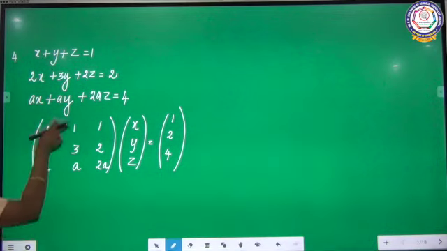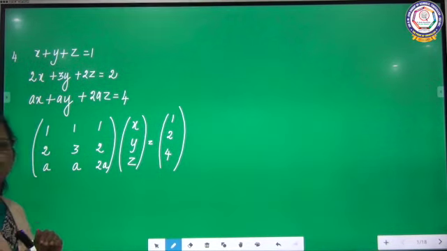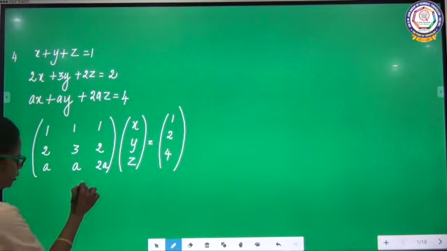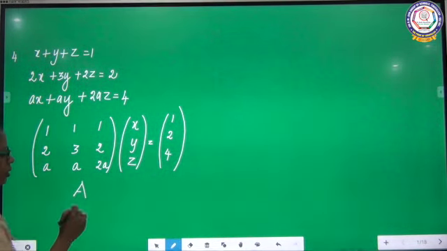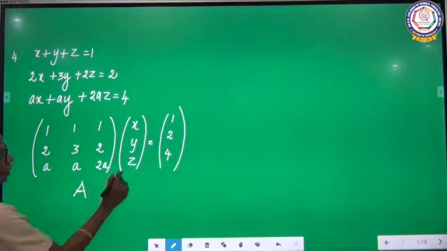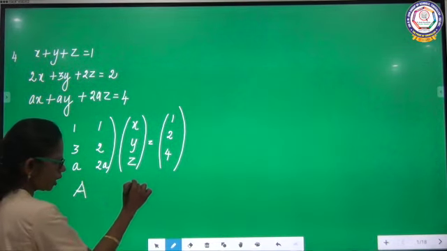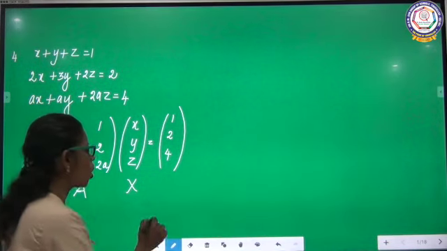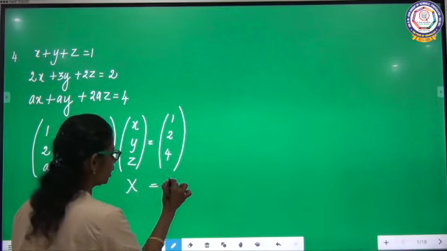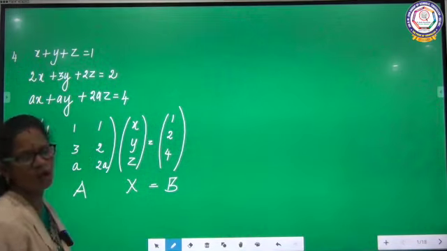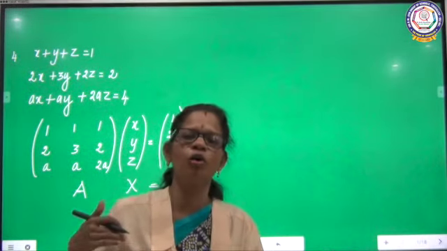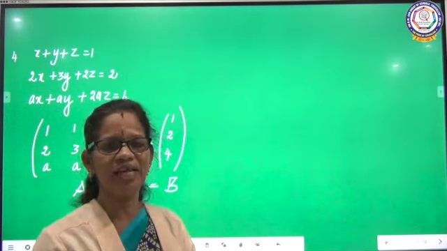The collection of coefficients of x, y, z is represented as capital A. The variables x, y, z are always represented as capital X. The constants should be represented as capital B. That's all. The same way we did it in 2 by 2, the same thing you are going to apply in the 3 by 3 matrix.